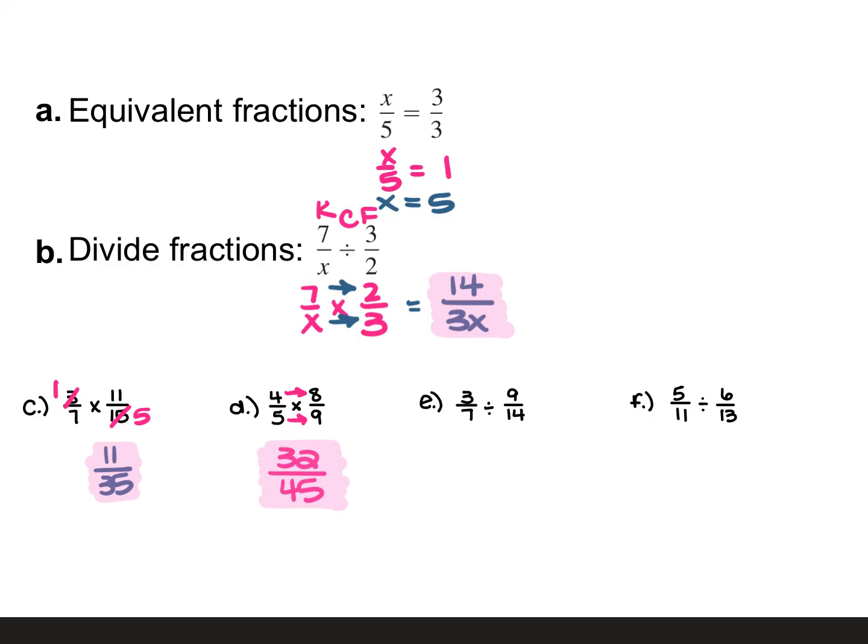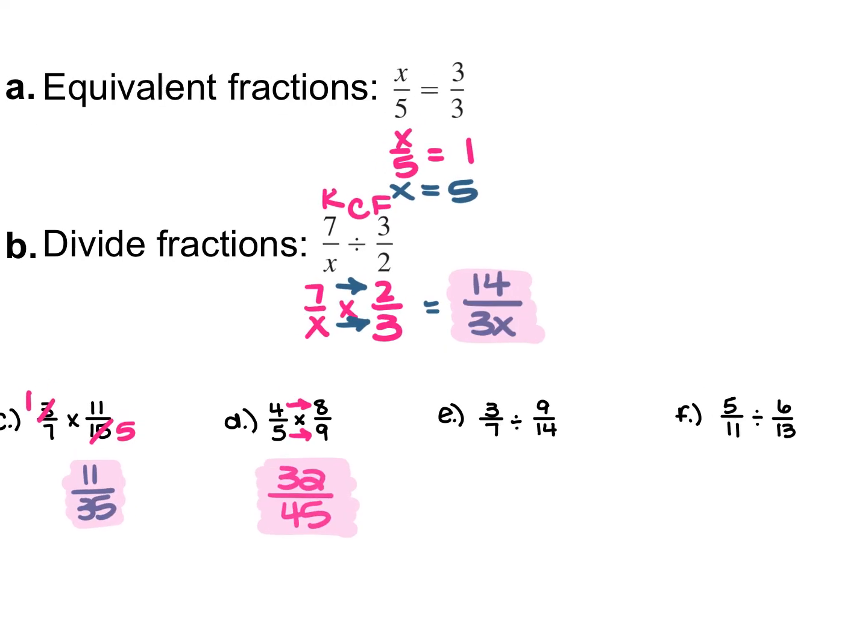For example E, we have 3 over 7 divided by 9 over 14. Since we're dividing these two fractions, we're going to keep, change, and flip. So keep the first fraction, that stays 3 over 7. Change the division to multiplication, then flip the second fraction to be 14 over 9. Ask yourself if you can cross simplify. Is there a common factor between the 3 and the 9? Yes, 3. So 3 goes into 3 once, 3 goes into 9 3 times.